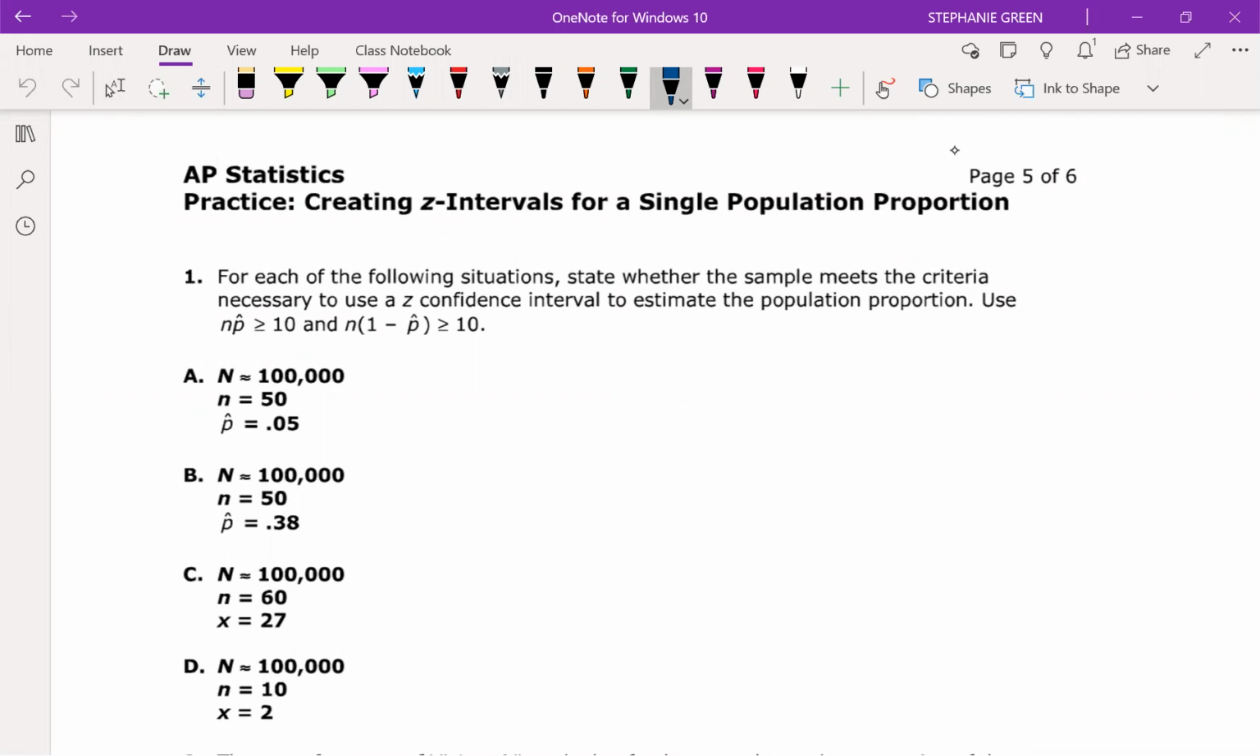As we learned in 4.1.1, we do a z interval for single proportions because proportions are binomially distributed for the most part, as long as we have a large population. And we can approximate the probabilities of a binomial distribution using normal approximation. But we have some criteria that have to be met first. And that's what we have here.